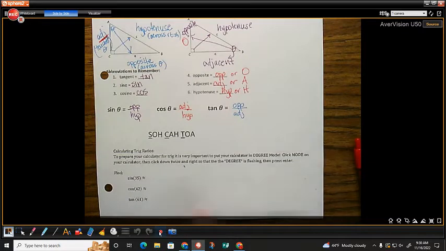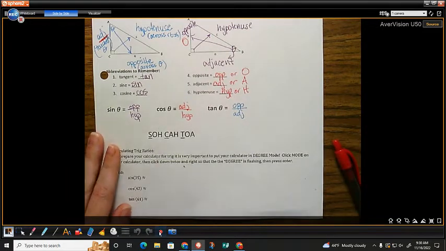How are you going to remember which one is opposite over hypotenuse, which one is adjacent over hypotenuse, and which one is opposite over adjacent? You read it right: SOHCAHTOA. So if your brain is hurting from this, SOHCAHTOA.